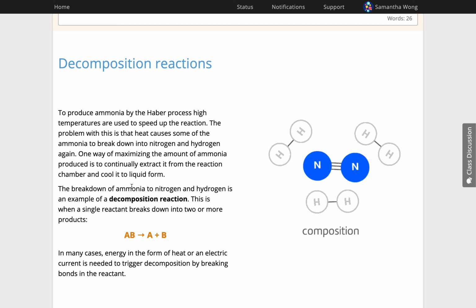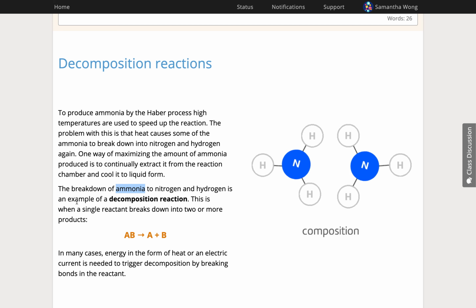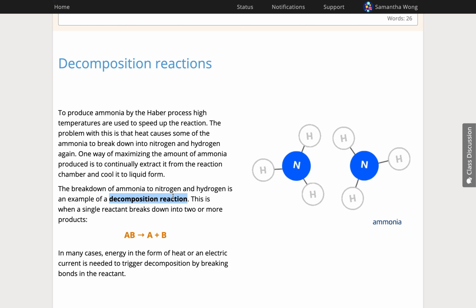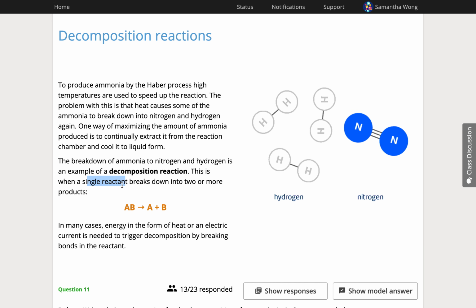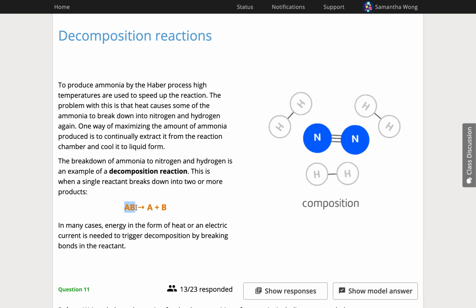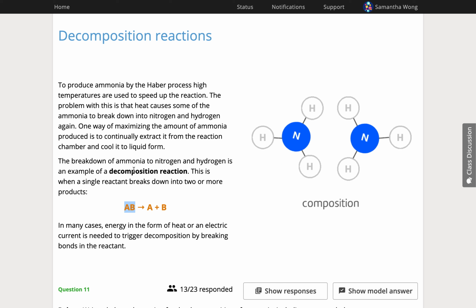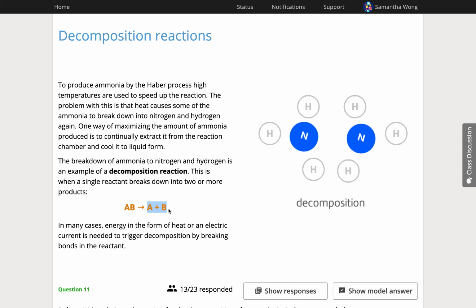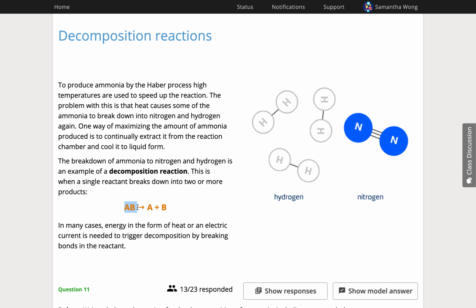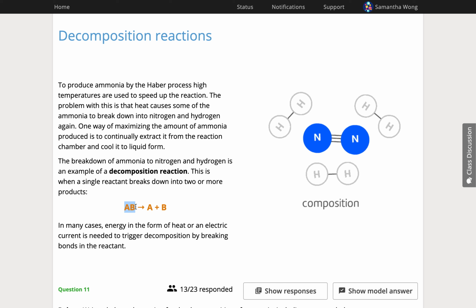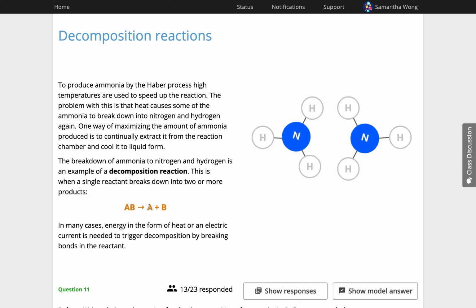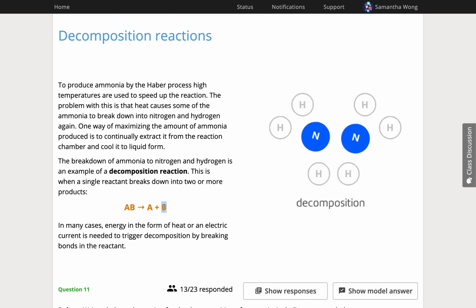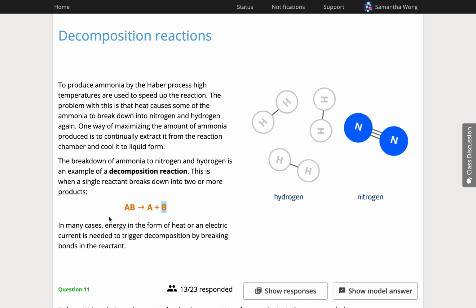The breakdown of ammonia to nitrogen and hydrogen is an example of a decomposition reaction. This is when a single reactant, so what you start off with is one ingredient, so AB, breaks down into two or more products. So if we have one reactant, AB, it undergoes a chemical reaction to form A and B. So it breaks down this time.